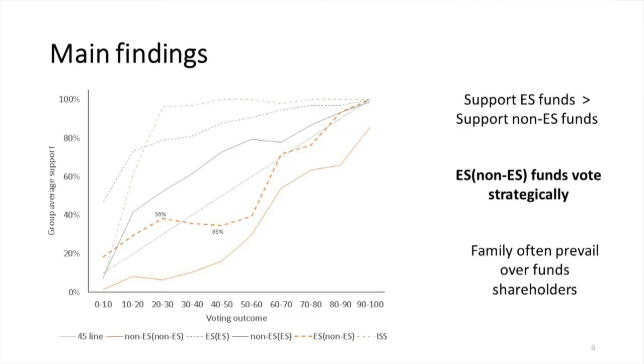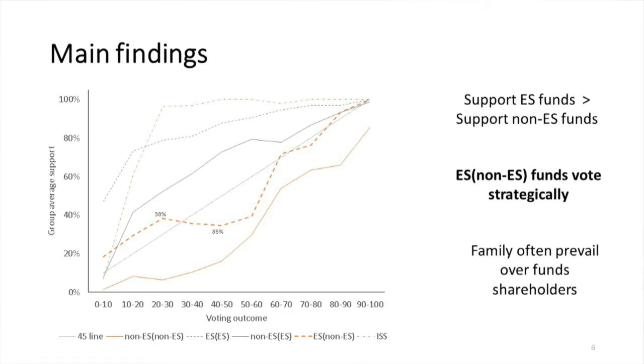So, what do we find? First of all, we plot the average support that each of the 4 categories that I showed you before is providing to proposals that ended up with different voting outcomes. As a reference, here we have the 45-degree line, which you can think about as the representative investor, right? So for a proposal that got an outcome of 20%, 20% of the investors voted for, and so on and so forth, right?